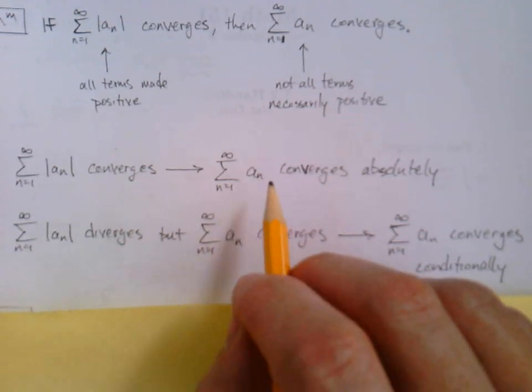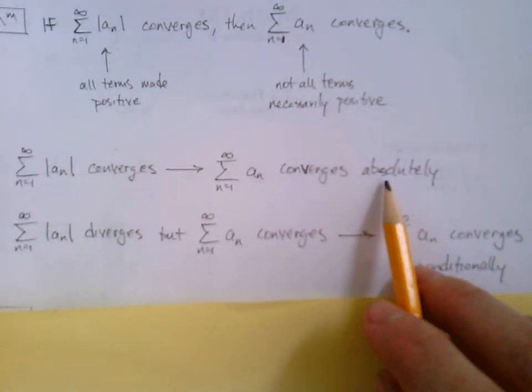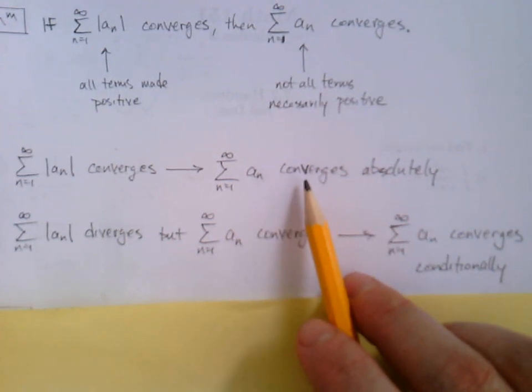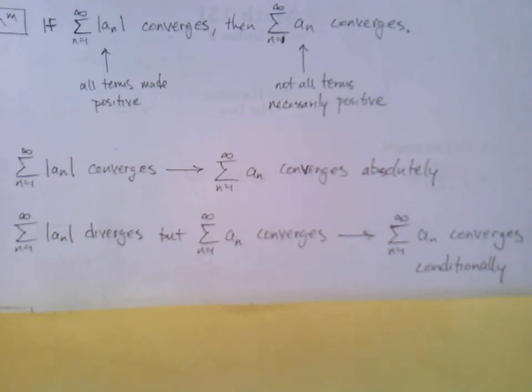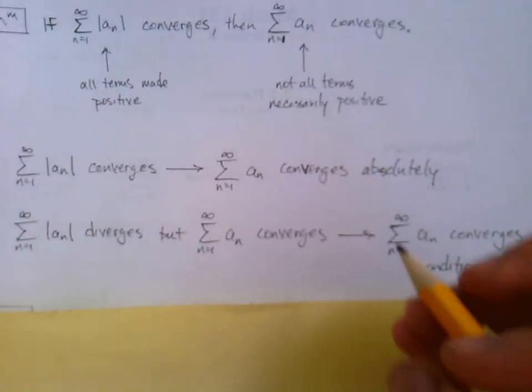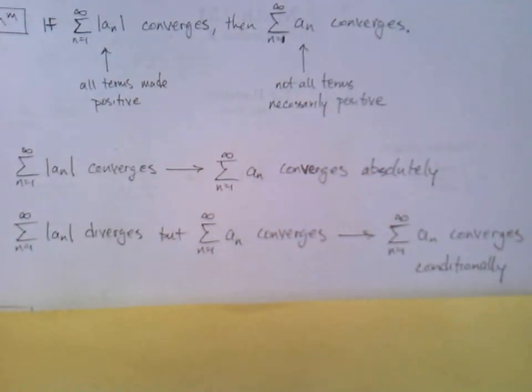It's like super convergent. When I think of converges absolutely, I almost think of it like a super convergence. Absolutely. It converges absolutely, right? It's like this exclamation point. It really converges under the worst circumstances possible.